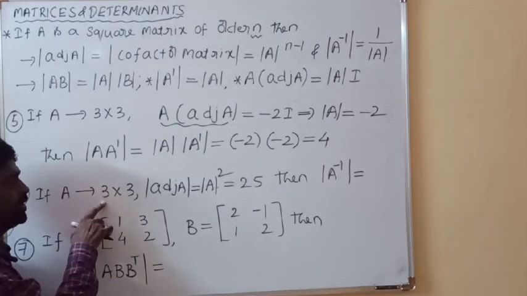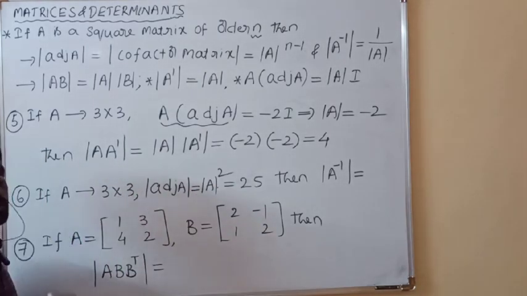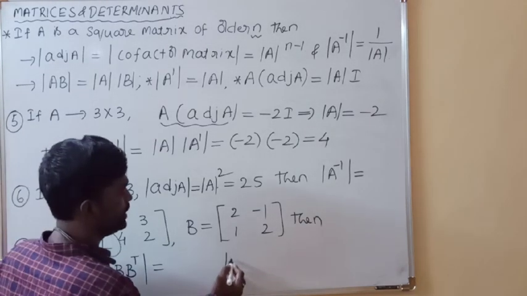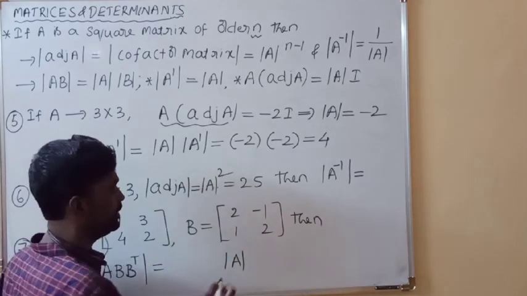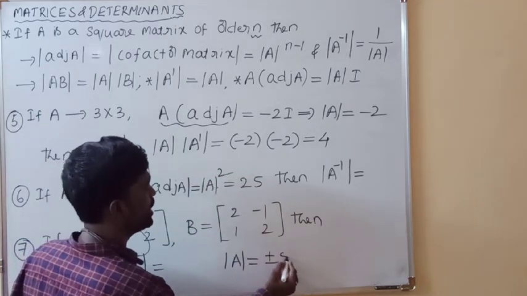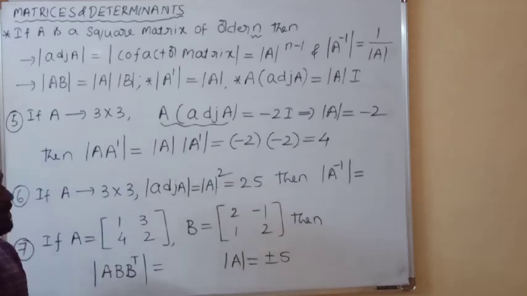Here n value is how much? 3. So 3 minus 1, how much? 2. So det A square value you got is 25. Det A whole square value is 25. Then det A is equal to what will you get? Plus or minus 5.